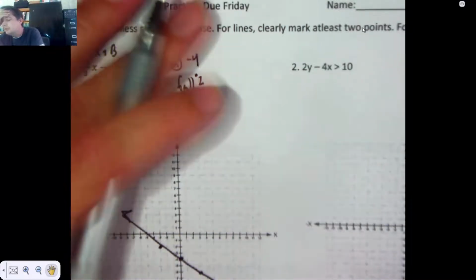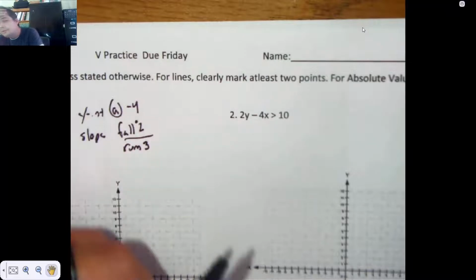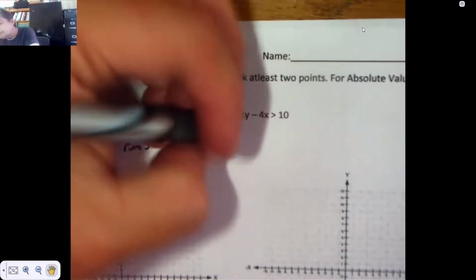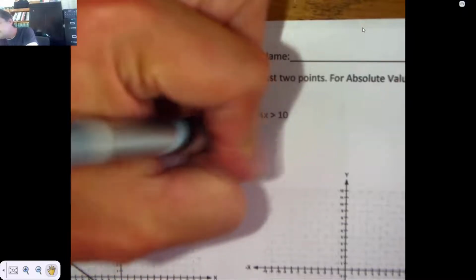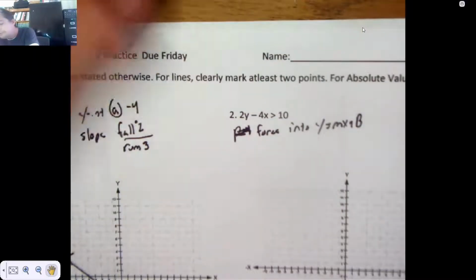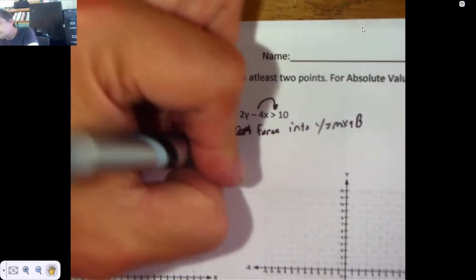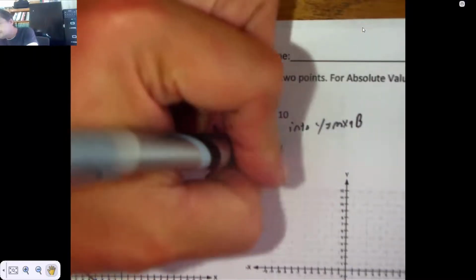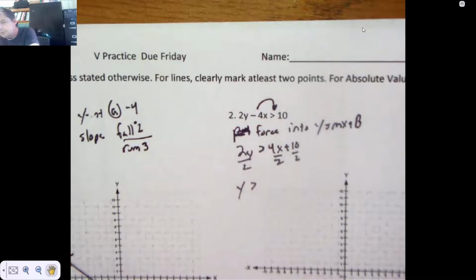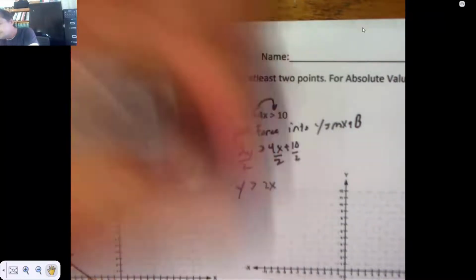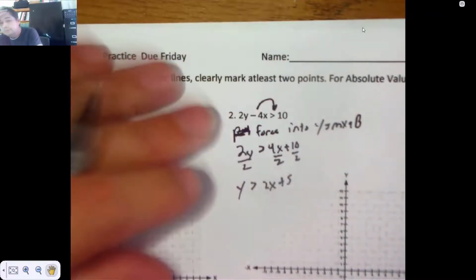That's even worse. All right, 2y minus 4x greater than 10. We're going to have to place this into y equals mx plus b, so we're going to have to force it, would be a better word. Force it into y equals mx plus b. Most of us know that. We're going to shift the 4x right. 2y is greater than 4x plus 10. We're going to divide out the 2. I've seen kids do this too, and then they just do something else. So y is greater than 2x plus 5.